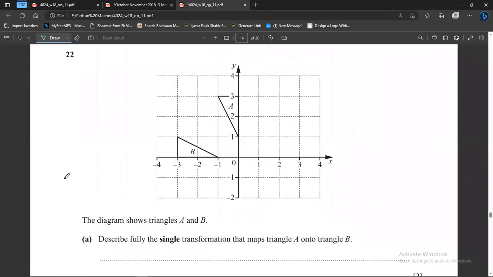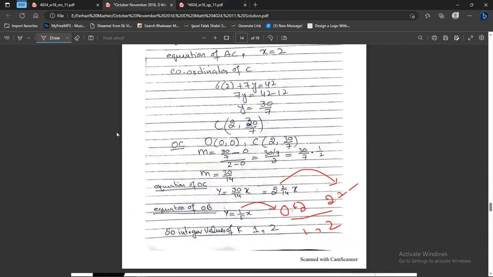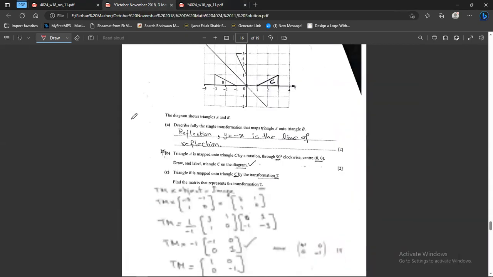Question number 22. The diagram shows the triangle A and B. Describe fully the single transformation that maps triangle A onto triangle B. If you look carefully at A and B, A has flipped here, so that means it's a reflection. To find the line of reflection, the method is very simple. You join this point with this point and draw the perpendicular bisector of this line. That will be the line of reflection.